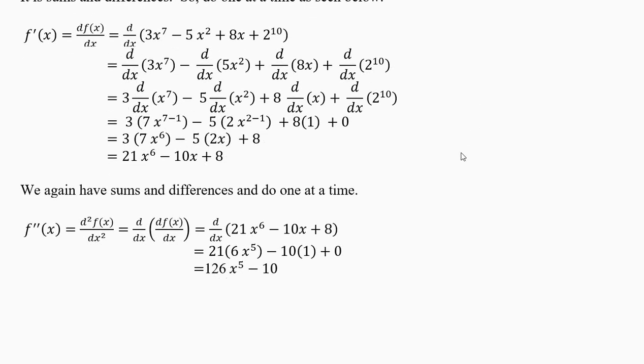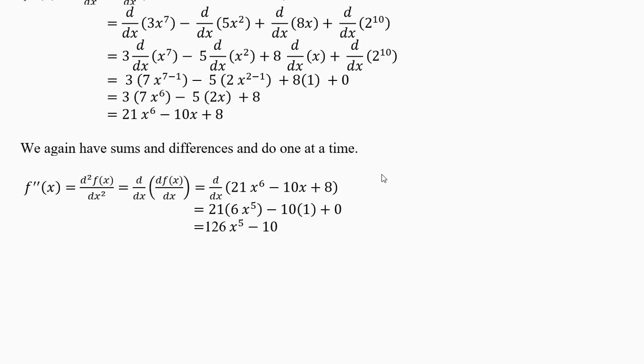Now you have to find the second derivative. The second derivative is the derivative of the first derivative, d over dx of the first derivative, which is 21x power 6 minus 10x plus 8. Now this 21 will come out, we'll get 6x power 5 minus 10, derivative of x is 1, derivative of 8 is 0, we'll get 126x power 5 minus 10. You can write fewer steps if you can manage.